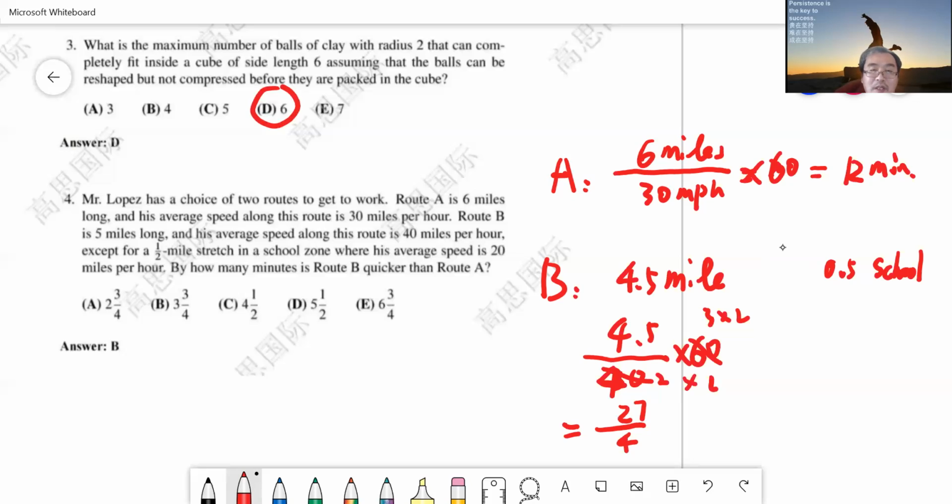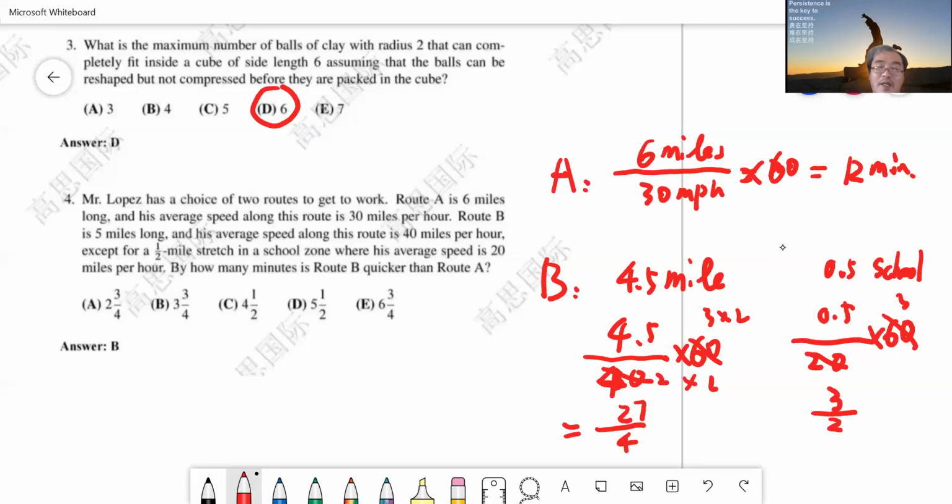So this, let's look at the school zone. We have 0.5 miles. We need to divide by 20 miles per hour, give the time in hour, with times the 60. Then convert to minute. So that's easy, right? Cancel, we have 3. We have 1.5, or simply 3 over 2 minutes.